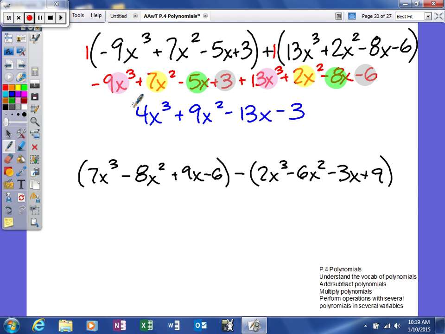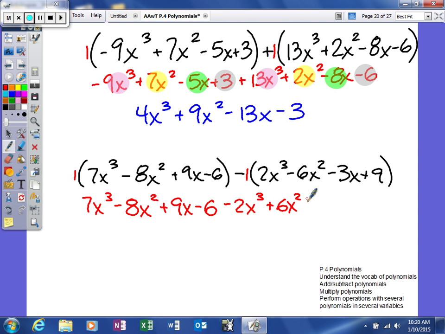Now, the reason I brought up how to get rid of parentheses in the last example is because it helps when you're doing subtraction. Obviously, this one isn't missed very often, but this one is. So we're going to go ahead and distribute the coefficient, and that will give us 7x to the third minus 8x squared plus 9x minus 6. Well, the coefficient of this is negative 1. So when we distribute that, it changes all of the signs of the polynomial that follows that.